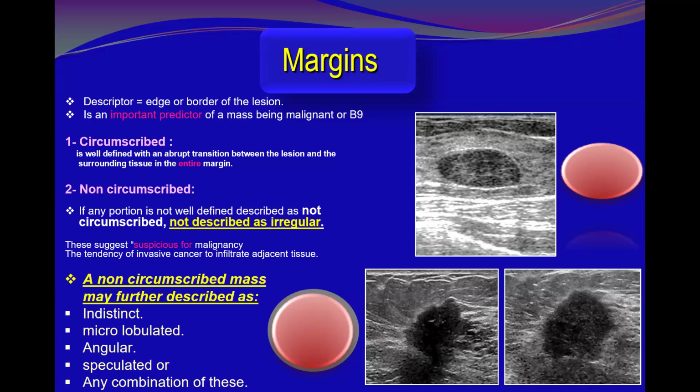circumscribed and non-circumscribed. Circumscribed means well-defined, with an abrupt transition between the border of the lesion and the surrounding tissue in the entire margin. Important, this is an important point. Throughout the margin, the entire margin is supposed to be well-defined with an abrupt transition.